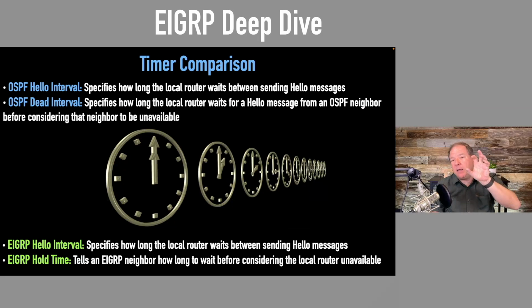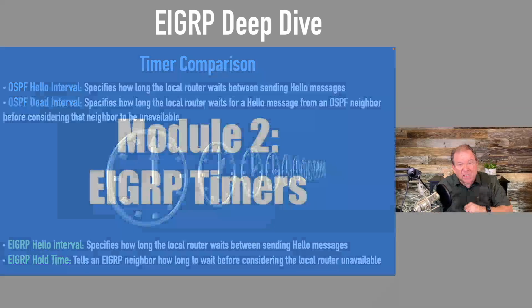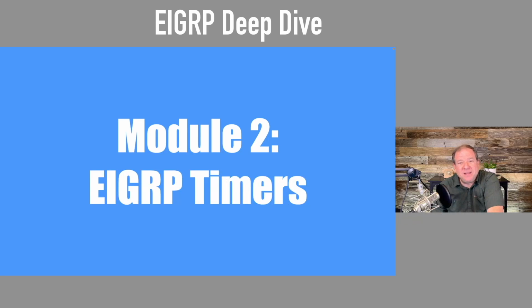That means I'm going to be telling you to wait on my hello messages, which are coming less frequently. Wait on me for 30 seconds. If you don't hear a hello message from me within 30 seconds, you can consider me to be down. So that's the distinction between EIGRP and OSPF timers.